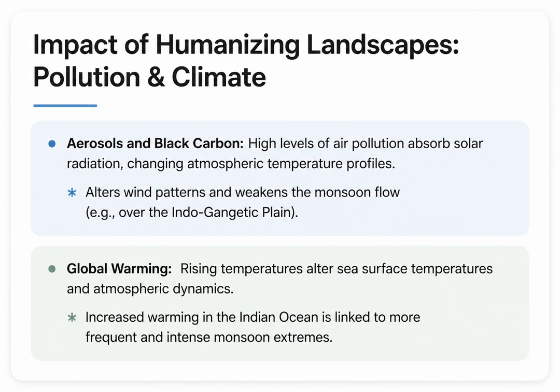Furthermore, industrial pollution is throwing a wrench into the system. High levels of aerosols and black carbon over northern India absorb solar radiation in the atmosphere, rather than letting it heat the ground. This messes with the temperature gradients needed to pull the monsoon winds inland, effectively weakening the flow. Add to this the overarching threat of global warming, which is heating the Indian Ocean and injecting more energy into the system, leading to highly erratic and extreme monsoon downpours.